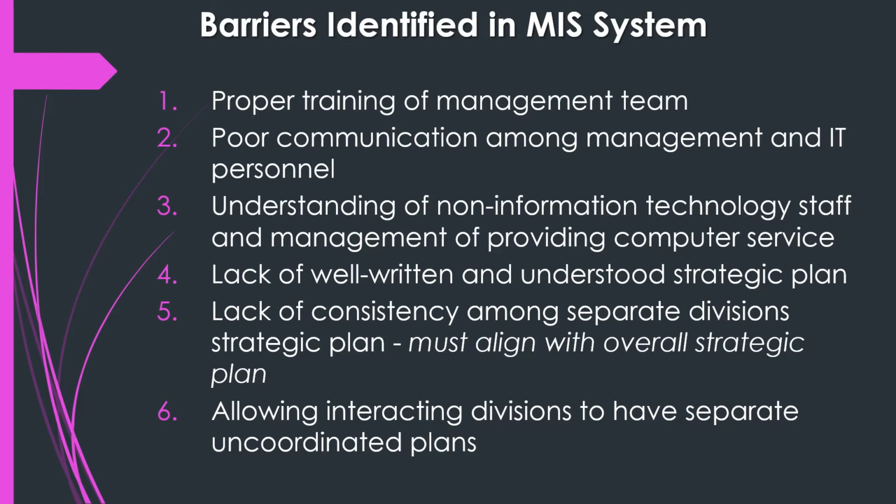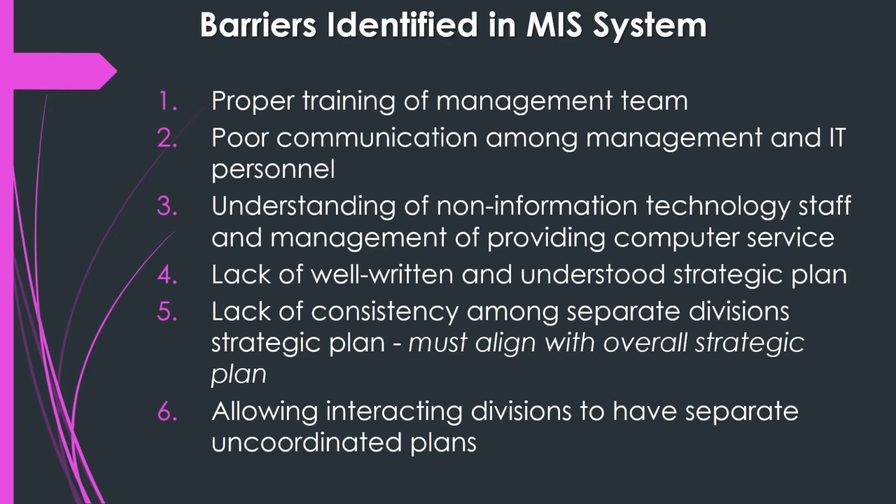Number two, poor communication among management and IT personnel. IT personnel needs to inform management of any issues that may arise, and management needs to also have a communication with things that they need to accomplish or overcome. Number three, understanding of non-information technology staff and management of providing computer service. So really, this is a two-way street of understanding and communication between technology staff and non-technology staff.